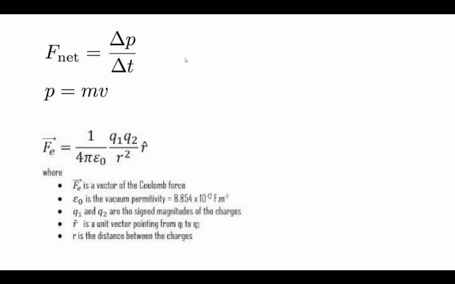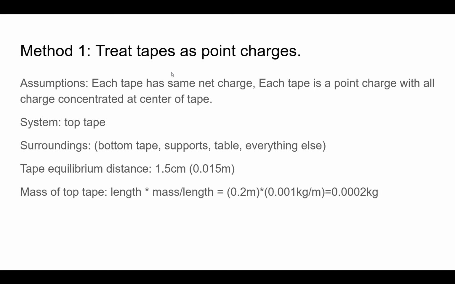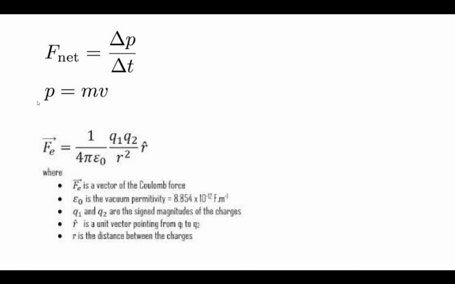The first one is Newton's second law. The net force on an object, or on a system, is its change in momentum over change in time. And of course, the system we're looking at, which we define as the top tape, was not moving at the point of our analysis.